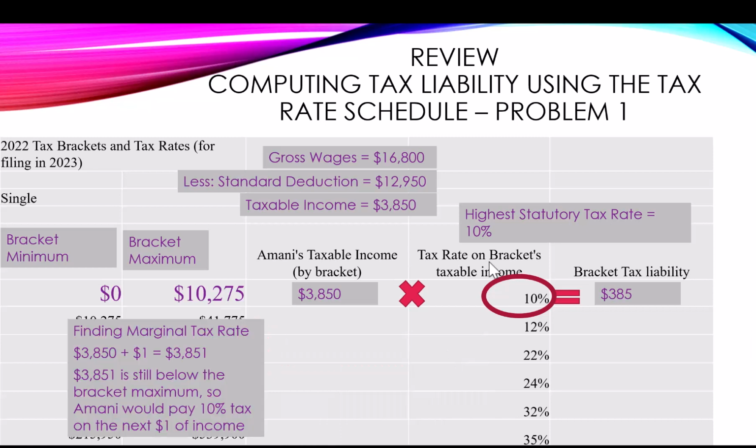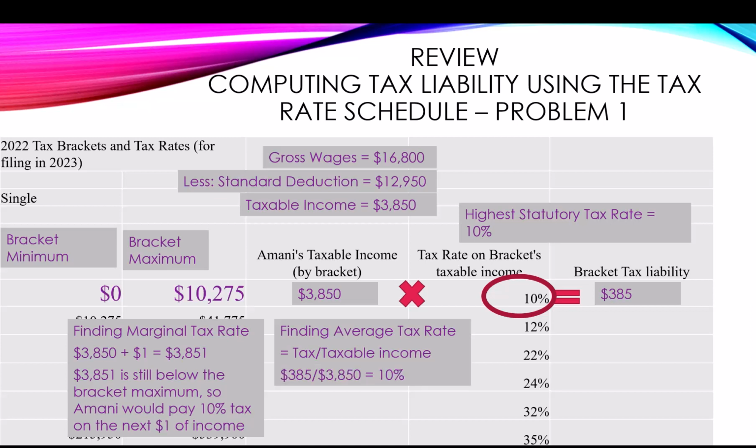After we identified the highest statutory tax rate and the marginal tax rate, the next thing that we did is we identified the average tax rate. Remember, the average tax rate is found by dividing the tax by the taxable income. In this case, when we divide the tax of $385 by the taxable income of $3,850, we find out that the average tax rate is 10%. This should not be a surprise because all of the taxable income is taxed on the same row at 10%.